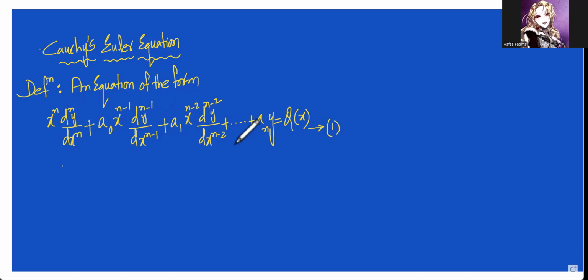So this type of equation, what will we call it? We call it Cauchy's Euler equation. Now after that we have to see the procedure.